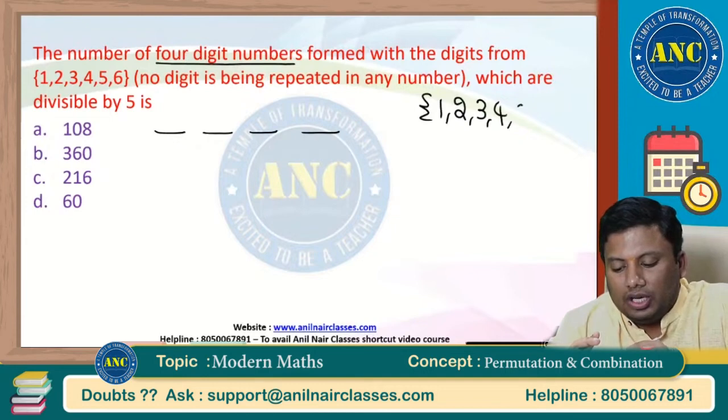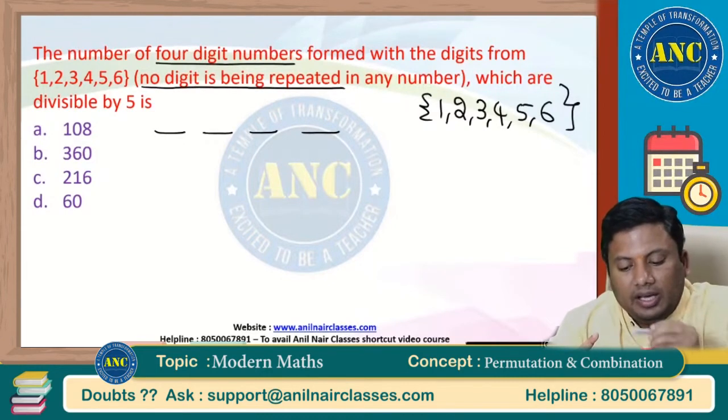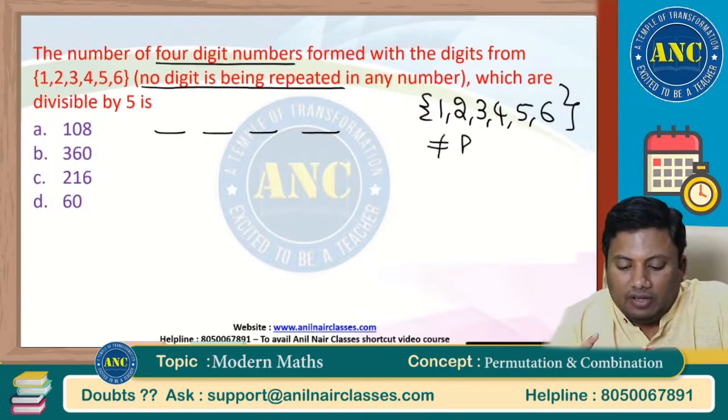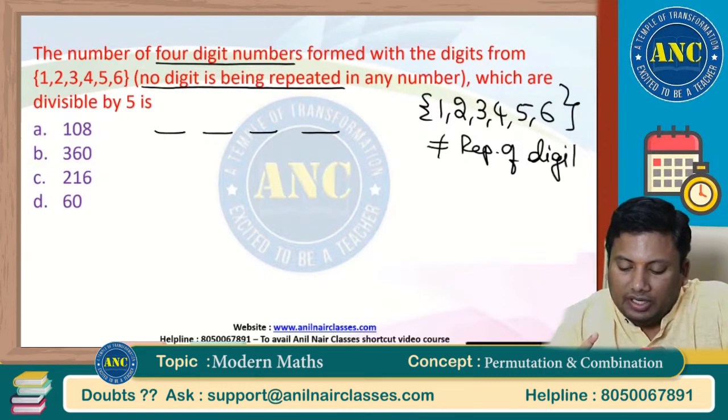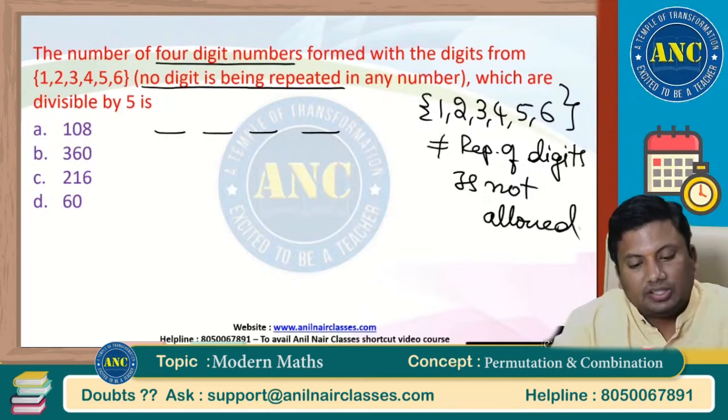1, 2, 3, 4, 5, 6. No digit is being repeated. Repetition of the digits is not allowed. Okay, these are also clear. Repetition of the digits is not allowed.